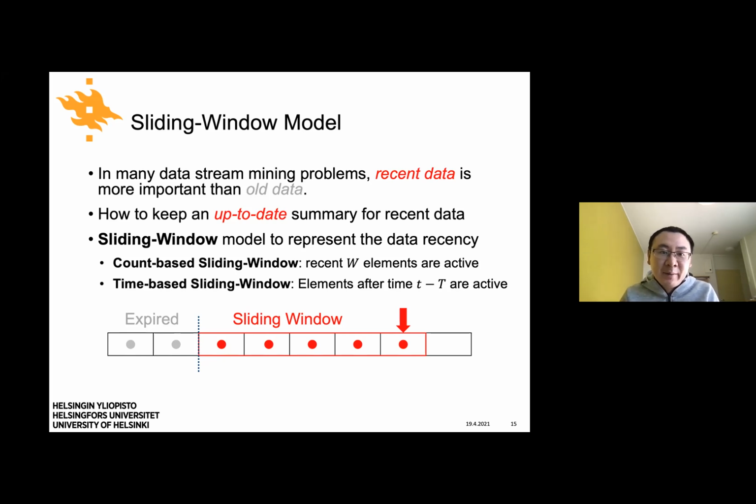Traditionally, there are two kinds of sliding window model. The first is the count-based sliding window model, which only maintains the recent W elements as active elements, and the earlier elements are expired. And the second kind is the time-based sliding window model, in which each element is associated with a timestamp, and the elements after the timestamp t minus the window size T are active, and the previous elements are expired.